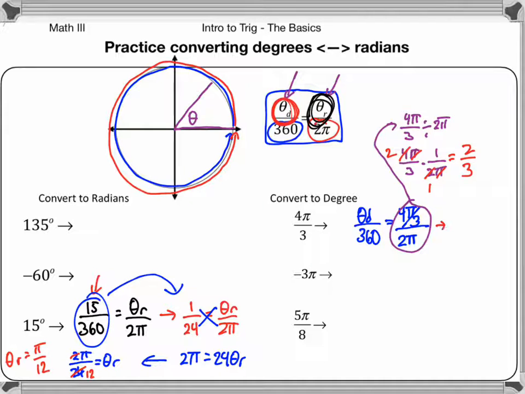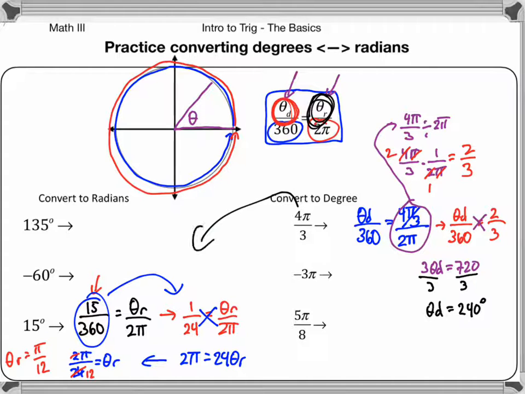And so I can rewrite this as theta d over 360 equals 2/3. Now I'm going to cross multiply. So I end up with 3 theta d equals 2 times 360, which is 720. And then divide each side by 3 to get theta d equals 240 degrees. Okay? So basically what you're doing is the exact opposite of what we were doing over here, in that we're given a radian measure and we're trying to go to degrees.